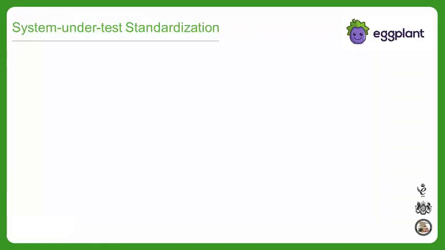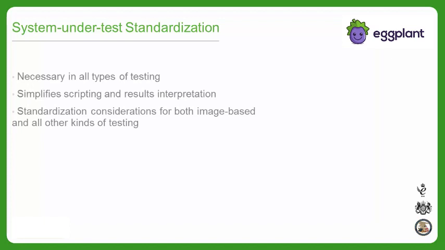Standardizing your systems under test, or SUTs, is a necessary step in the automation process that should happen prior to serious script creation. SUT standardization is important no matter which kind of testing you're performing, as it simplifies the environment, making scripting easier and faster and results more predictable. This video covers not only standardizations to make image-based testing easier, but to make all types of testing easier.